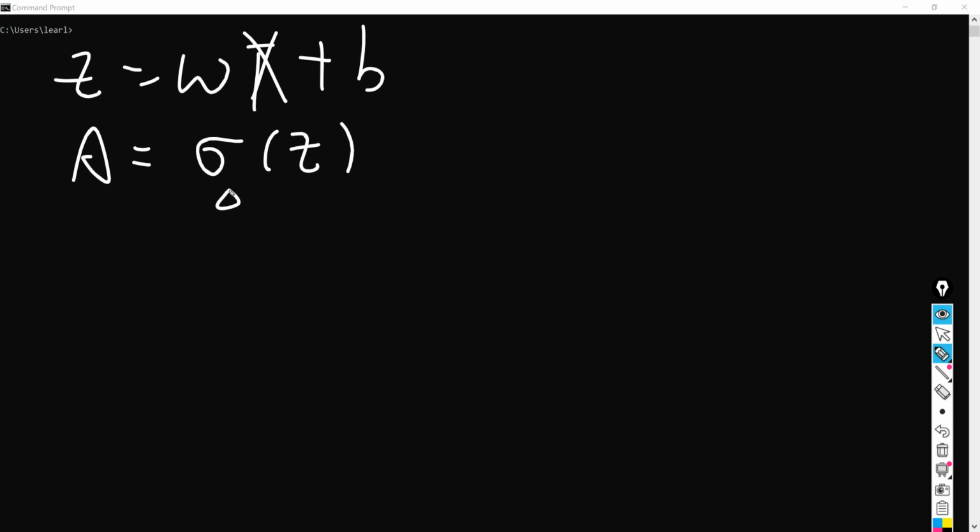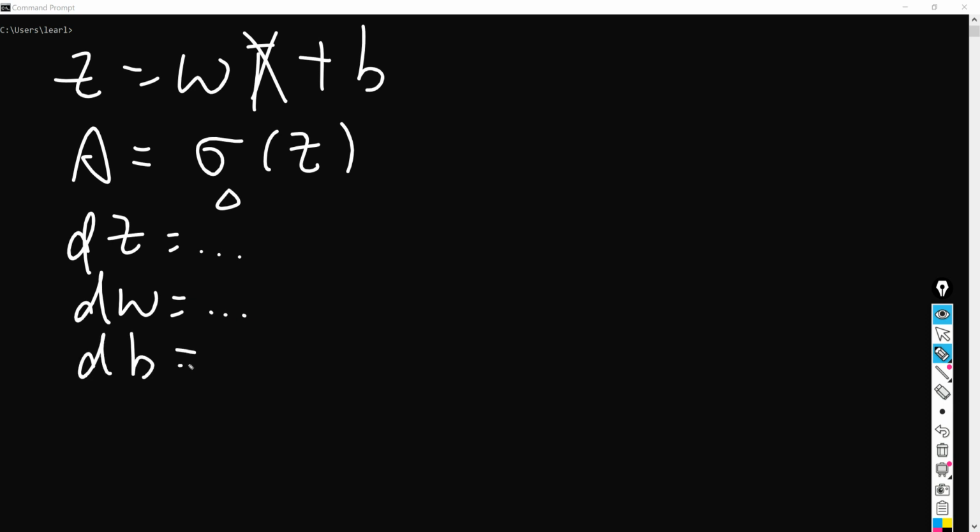And here we just use the sigmoid function, and we are able to calculate these using calculus. I'll skip this part. We are also able to calculate dW, that is the slope of the weight at that point, and also we have dB.